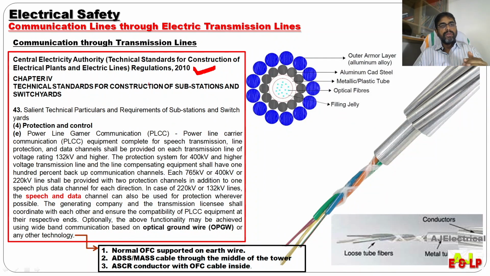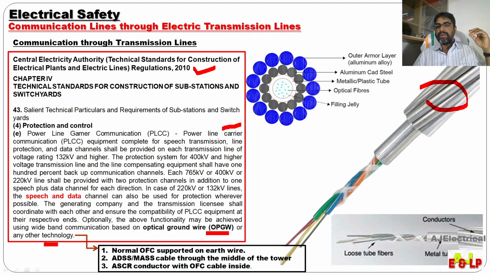This is from the Construction Standard of the Central Electricity Authority Regulation 2010. As per this regulation, in addition to carrier communication, you can move to OPGW or some other similar technology. So OPGW or fiber communication is as per the Central Electricity Authority regulation only. Here on the right side you can see OPGW.